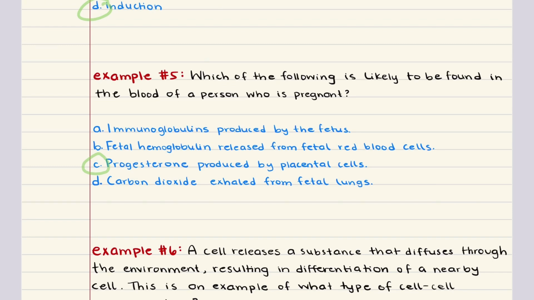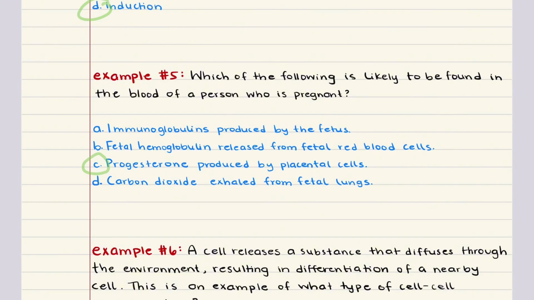Then choice B says fetal hemoglobin released from fetal red blood cells. But under normal conditions, the fetal and maternal blood supplies remain separate. So there's no significant mixing unless there's trauma or some sort of complication. That's why B is incorrect.